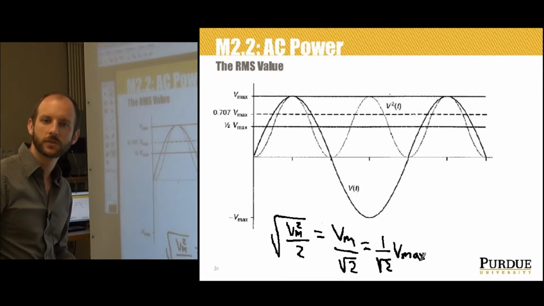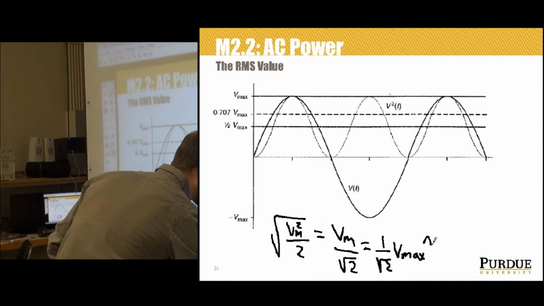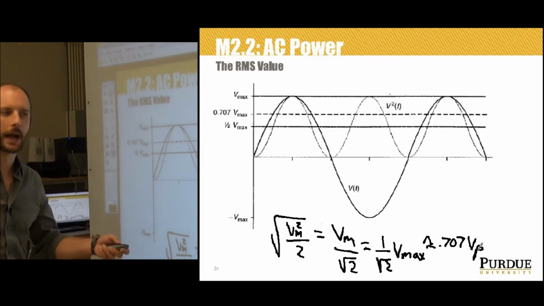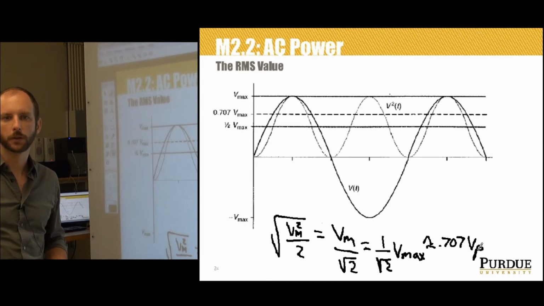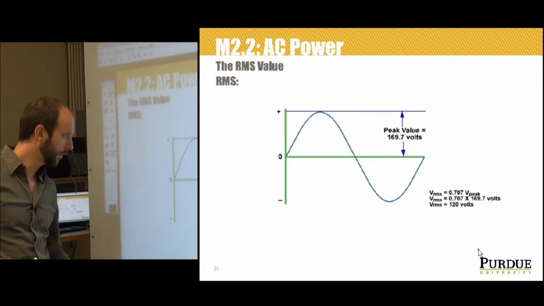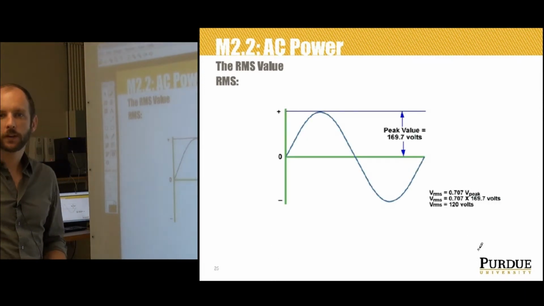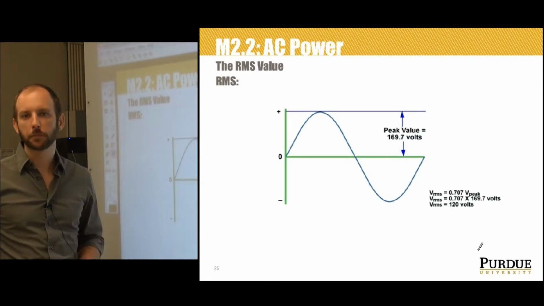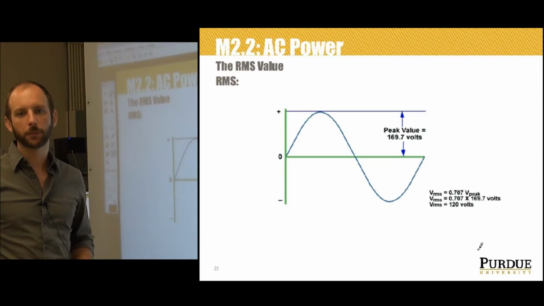Or 0.707 times Vmax, approximately equals 0.707 V peak, right? Where I'm using the terms max and peak interchangeably. Thus, the RMS value of a sine wave is just really easily calculated. You don't even have to use calculus, as 0.707 of the peak amplitude.